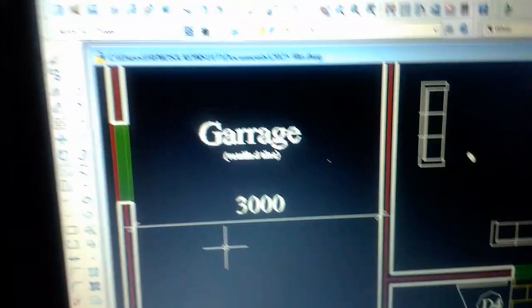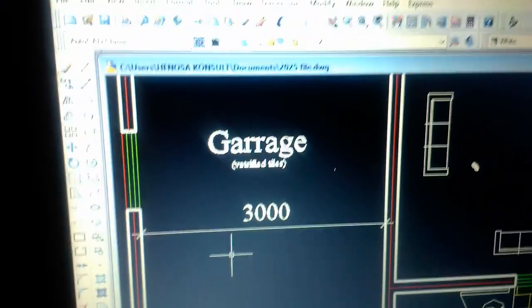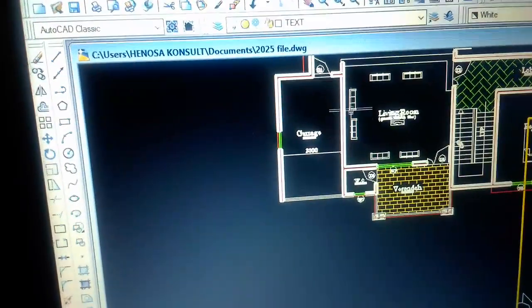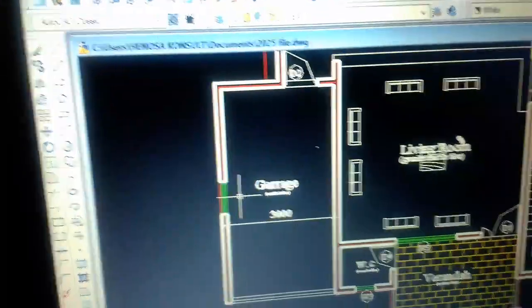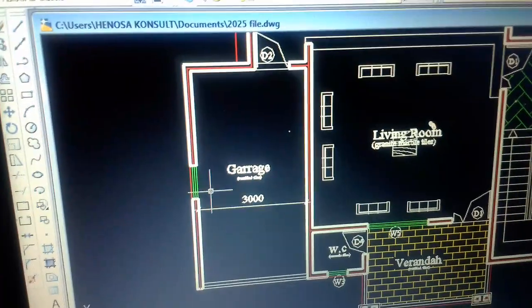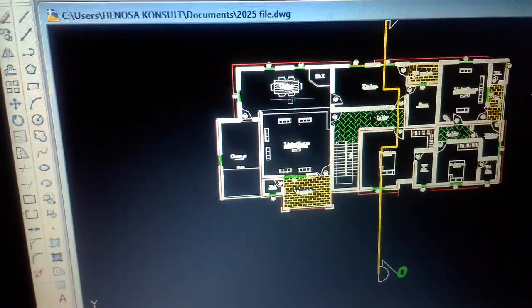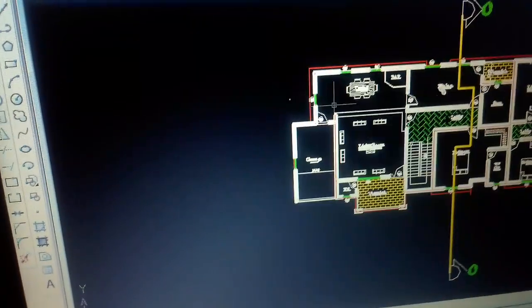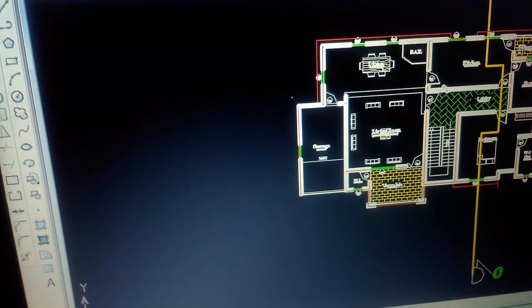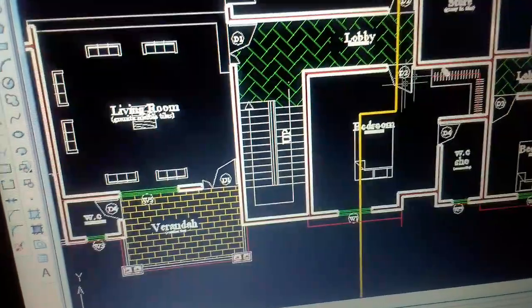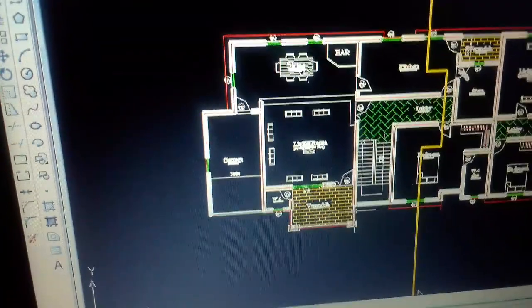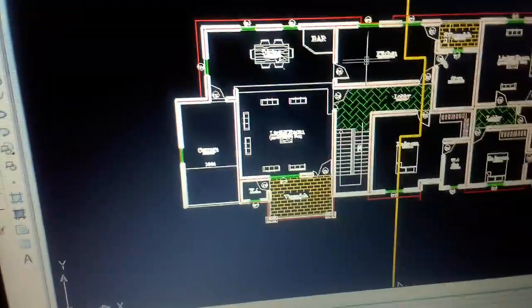In this video, I'm going to be explaining how to get the complete dimensions of a floor plan that has maybe only one or two dimensions. This floor plan has only one dimension on it, and the rest of the spaces, the rest of the functionalities here, do not have any dimension.